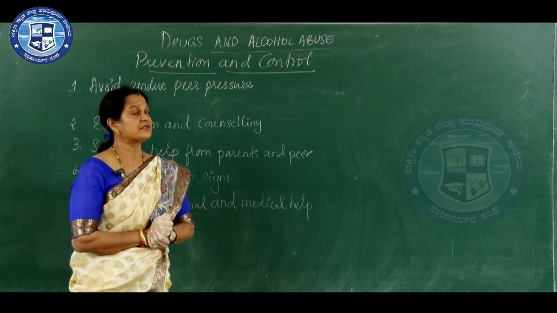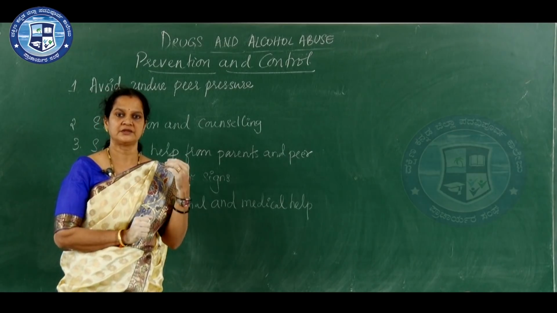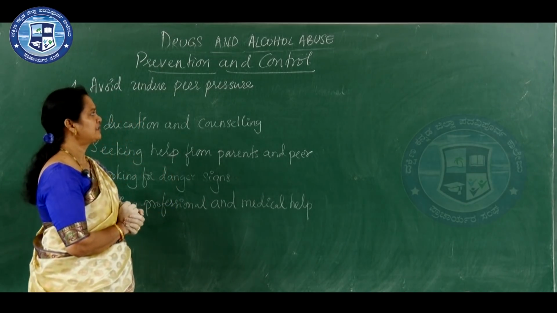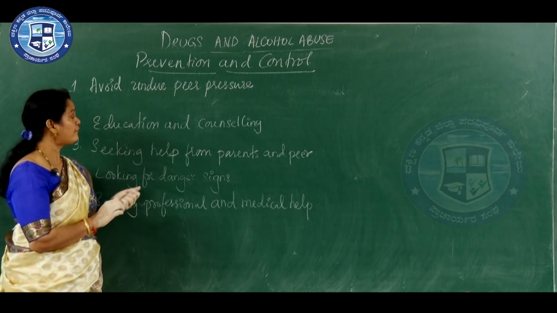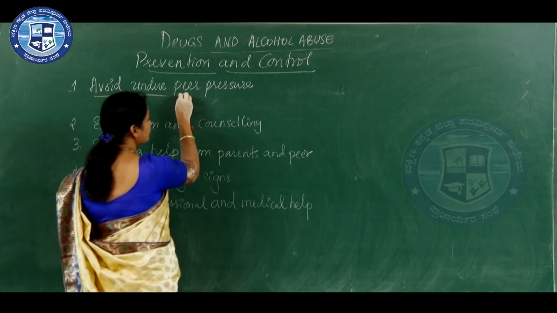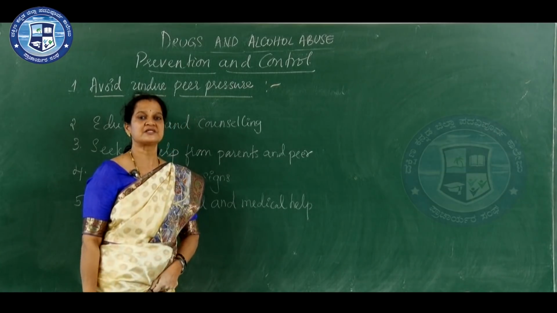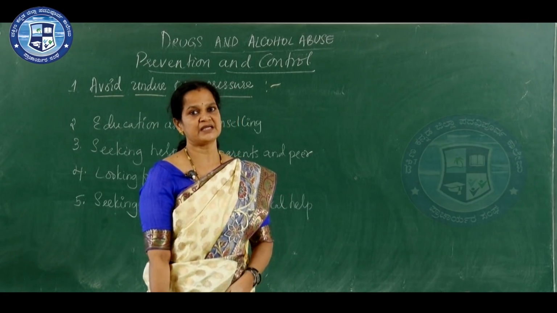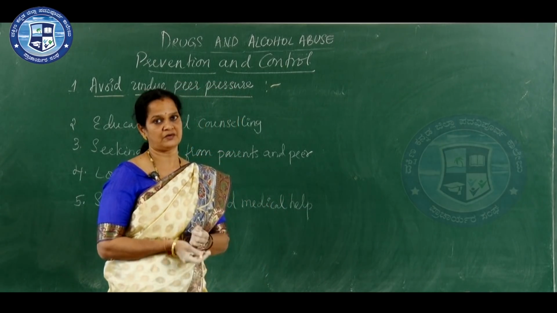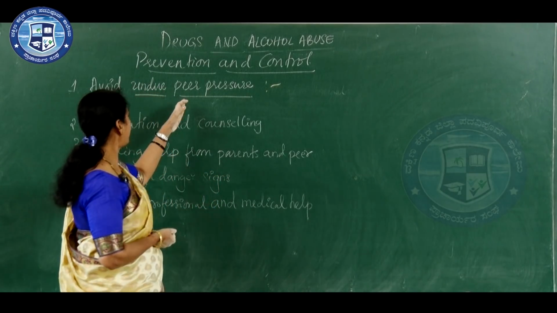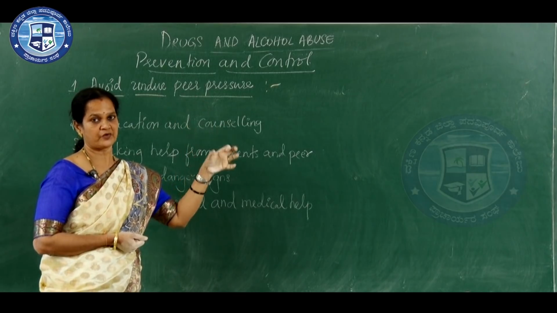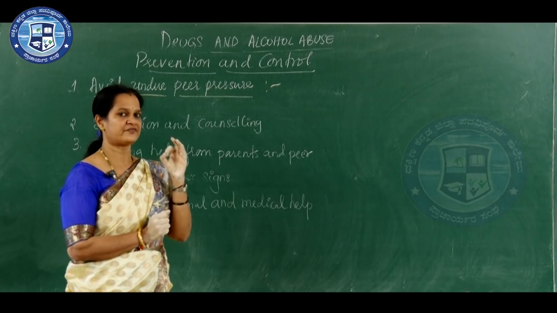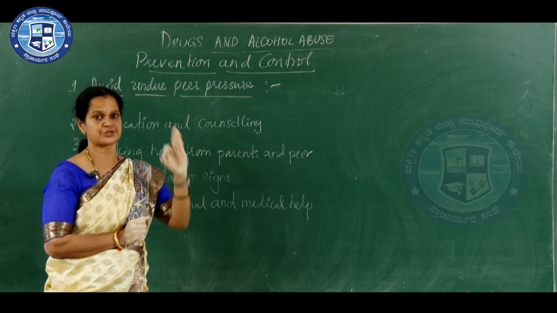Okay students, the last part in this is prevention and control of drug and alcohol abuse. How to prevent it, how to control it. First thing is to avoid undue peer pressure. Usually what happens is because of the peer group they are vulnerable, or maybe for company's sake they start taking drugs or alcohol. So such peer pressure should be avoided. Comparison should be avoided. Usually they compare their performance and all such things.